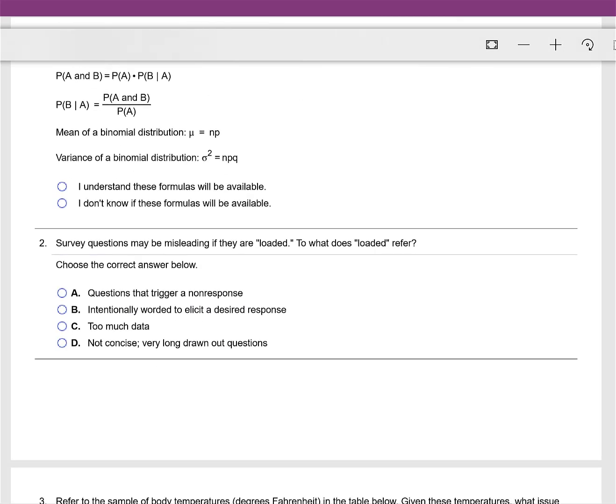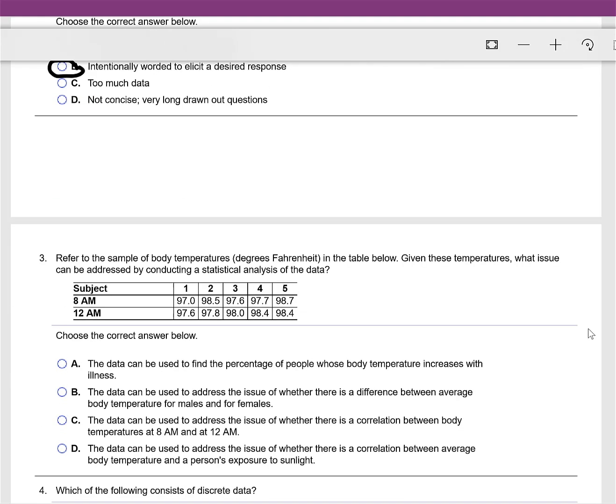Okay, let's go ahead and go through the questions on this prep quiz. Survey questions may be misleading if they are loaded. To what does loaded refer? What does the word loaded mean? What is that talking about when we're looking at survey questions? If a question is loaded, it's intentionally worded to get a certain kind of response.